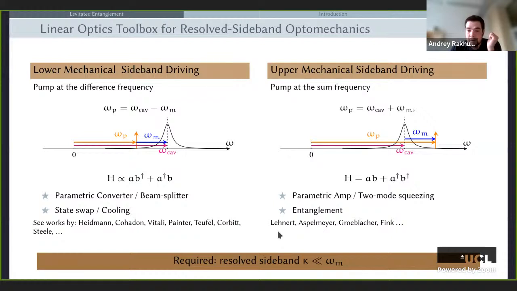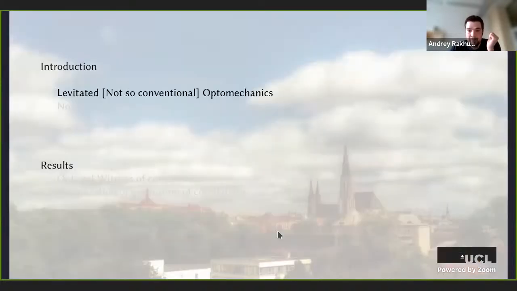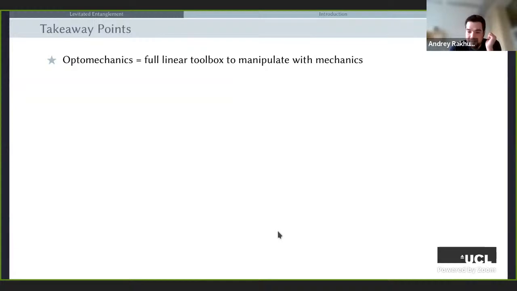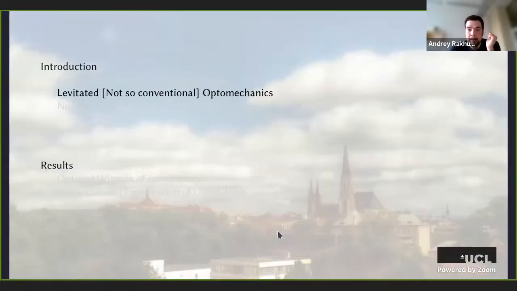Okay, so the takeaway point so far is that in optomechanics we have this very nice toolbox of linear couplings which couple light and mechanics.